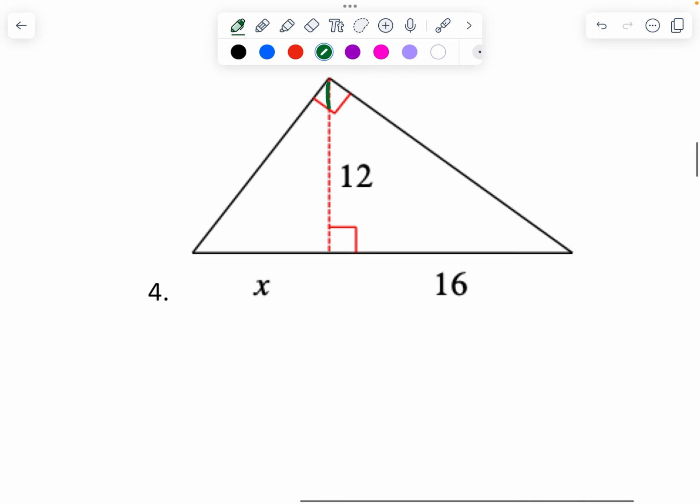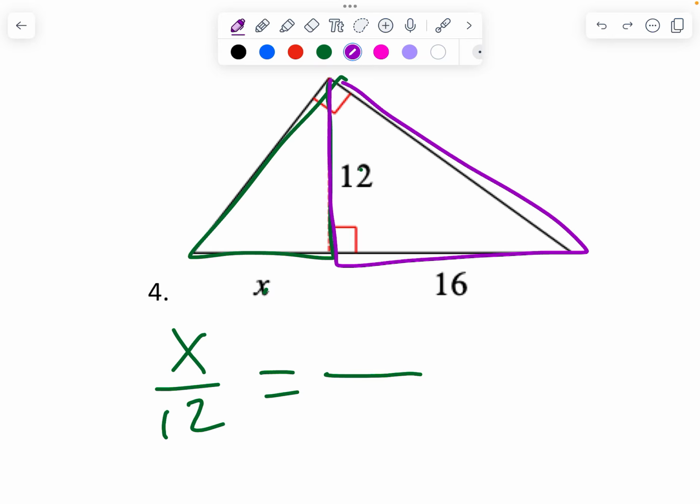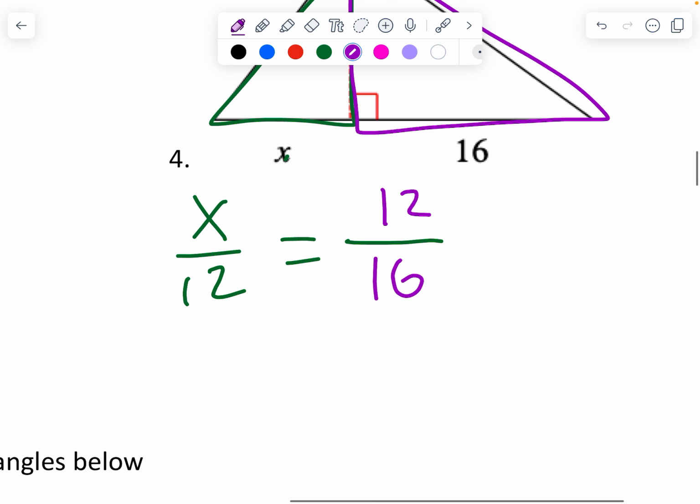So let's look at our first triangle on the left. So let's do x over 12. That means in the second side, since 12 is the altitude, right? So since 12 was on the bottom on the left side, we're going to put it on top on the right side, and it's going to be over 16. So this is how easily you can set this up. Like, really, once you do a few of them, you should start being able to set it up in like 2 seconds. So let's go ahead and multiply.